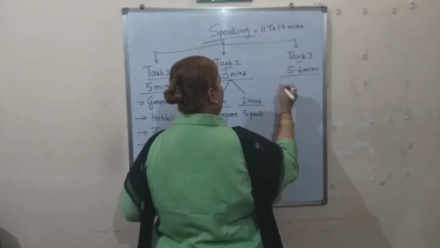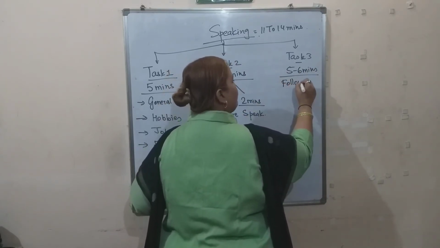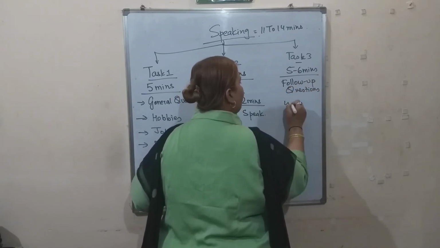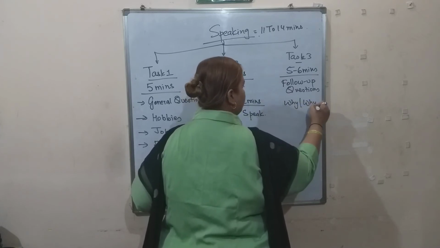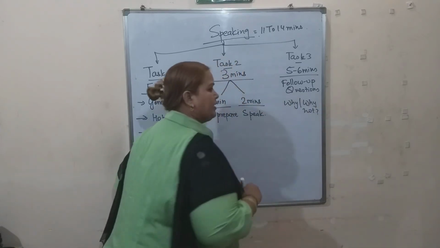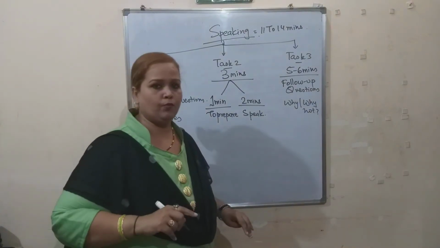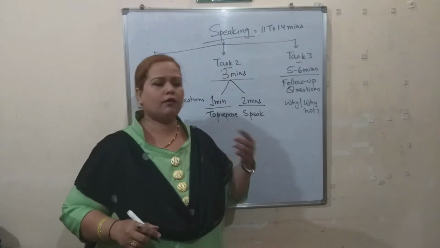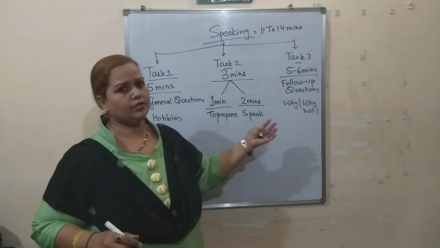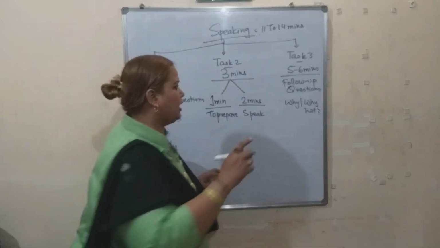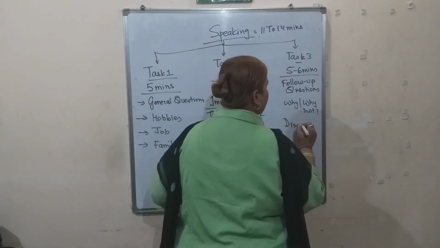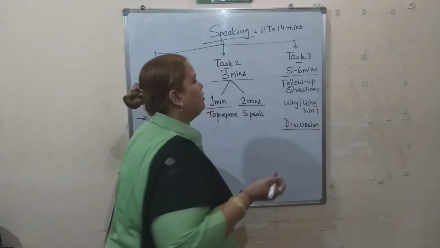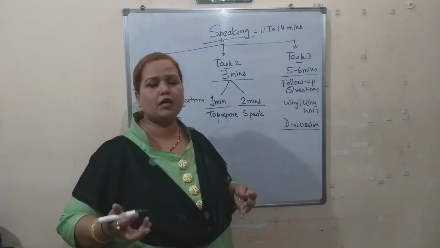Here, the examiner asks follow-up questions, or why and why not type of questions, related to task 2. So whatever cue card you have got, the examiner can ask you questions related to your task 2, and he can ask you why and why not. So this task is usually a discussion. Here also the examiner gives you a full chance to speak about the topic.